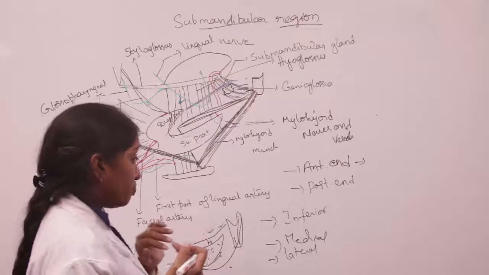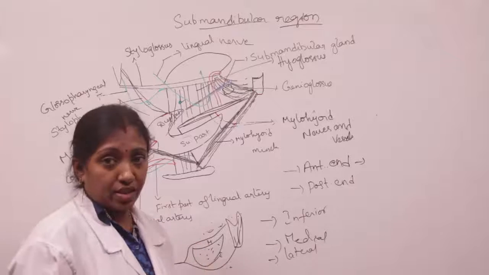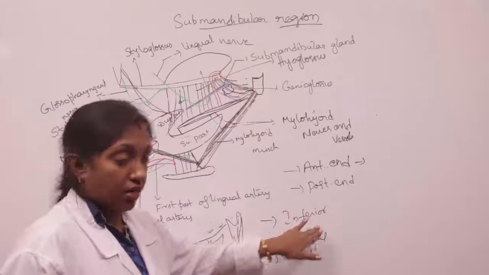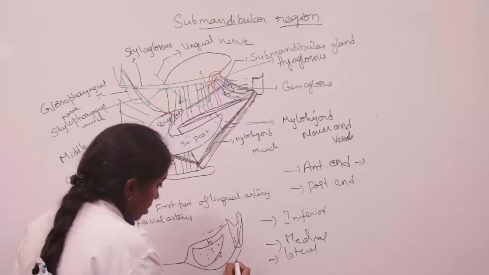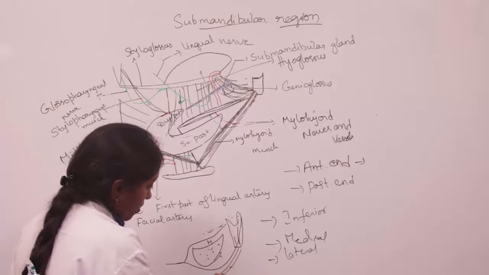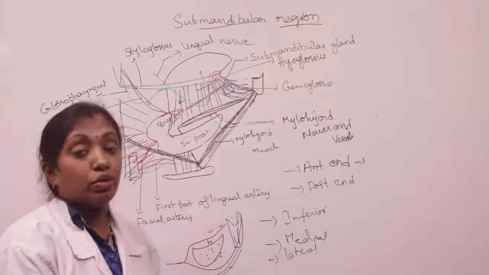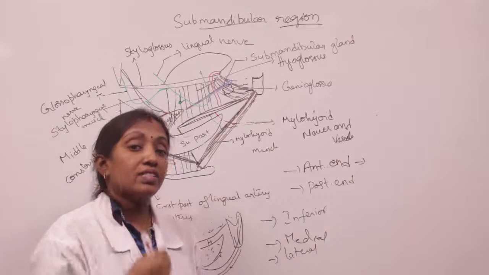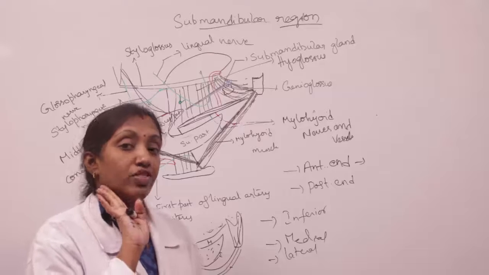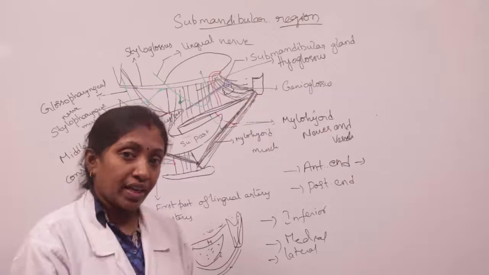And coming to the relations of these surfaces. Coming to the inferior surface, it is covered by skin, superficial fascia and also platysma. We know that platysma is a subcutaneous muscle. So the inferior surface is covered by skin, superficial fascia, platysma and also deep cervical fascia.